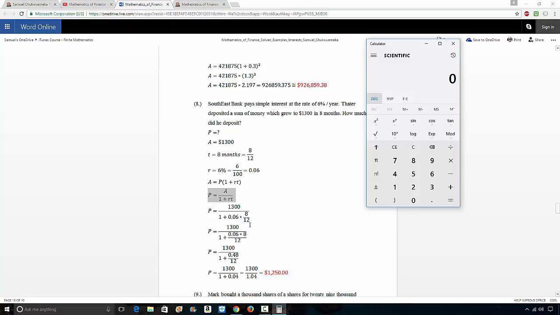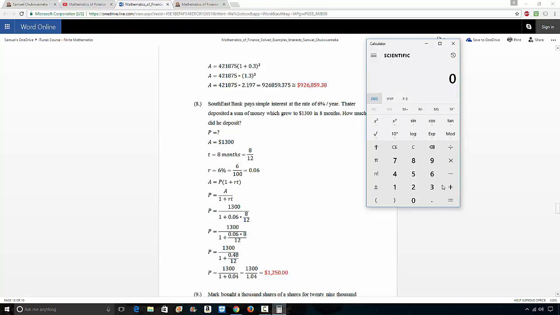All right, so I will first of all do this denominator, and I'm gonna do the multiplication first before the addition, because that is the order of operations. So I will do 0.06 times 8 equal to, then divided by 12 equal to, then plus 1 equal to. And I'll save it in the memory.